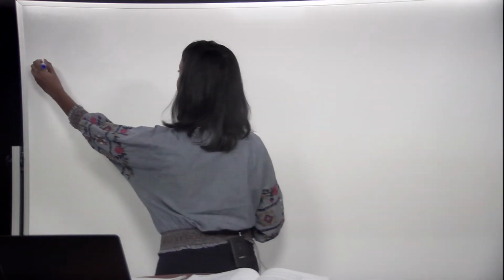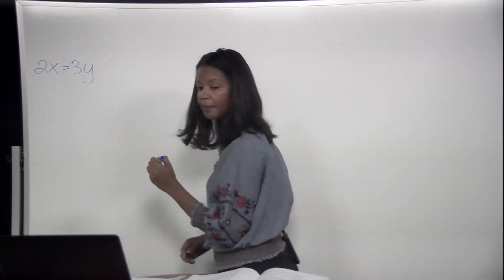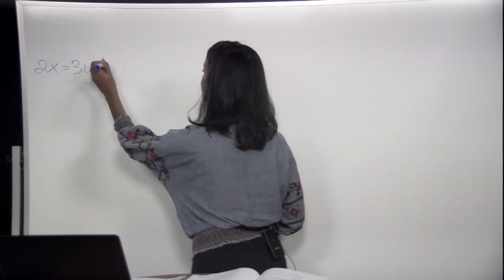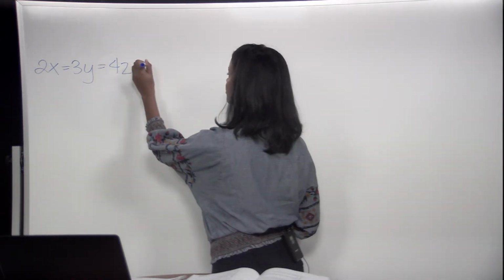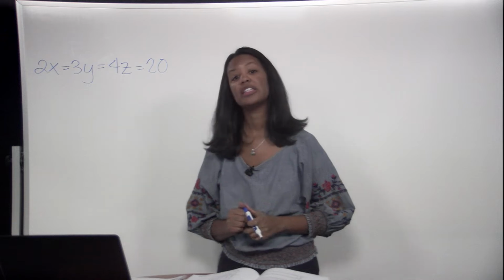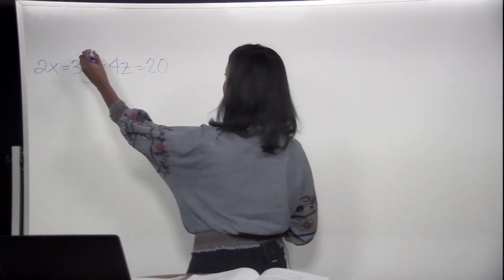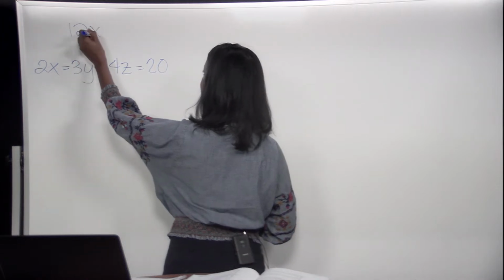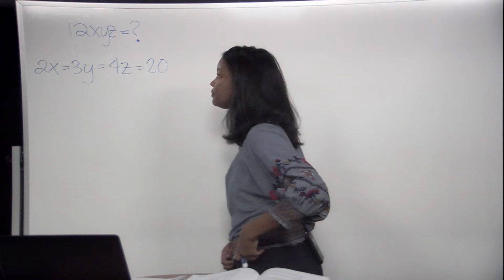And the question reads, if 2x equals 3y, which is also equal to 4z, which is equal to 20, okay? The question is asking us, what is 12 times x times y times z? So what is 12 times x times y times z? What is that equal to?